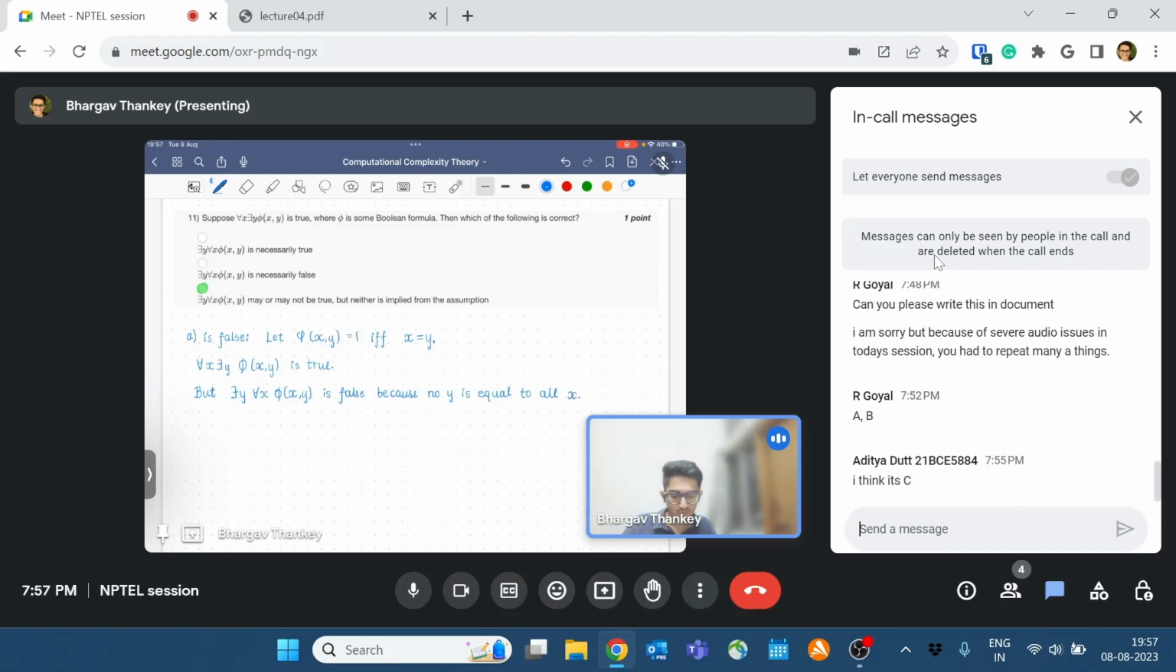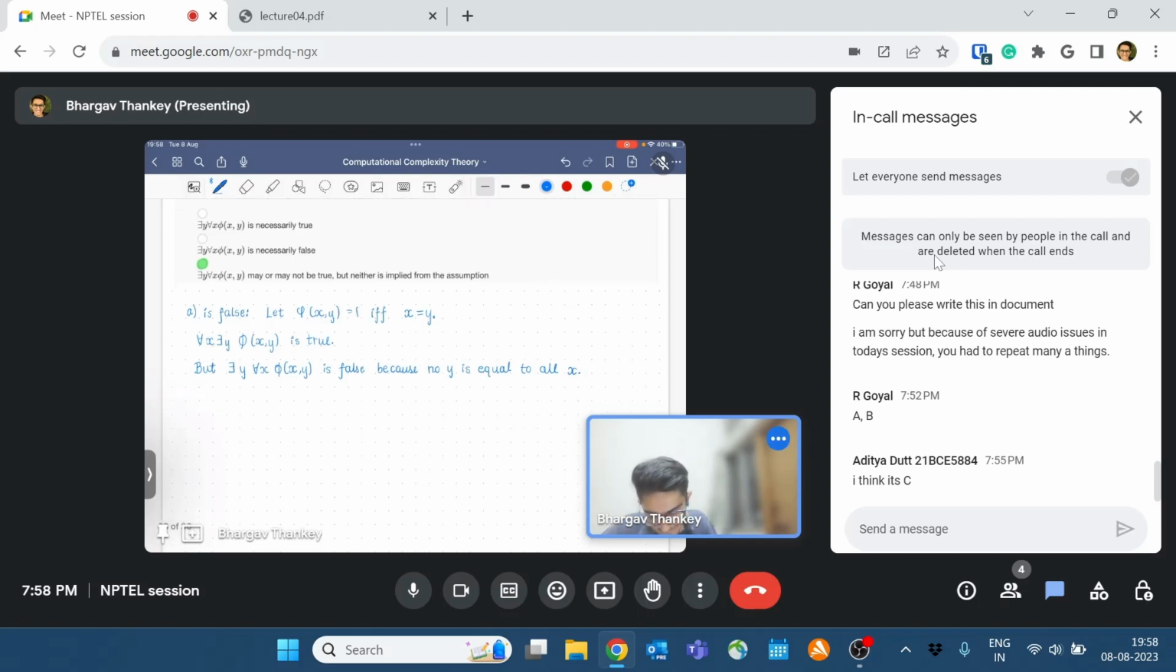But the second statement is false because there does not exist any y which is equal to all x. In particular, I cannot pick any y over here, because then that y would have to be equal to all x, which is not possible. So that means A is false. Is this fine? Yeah.